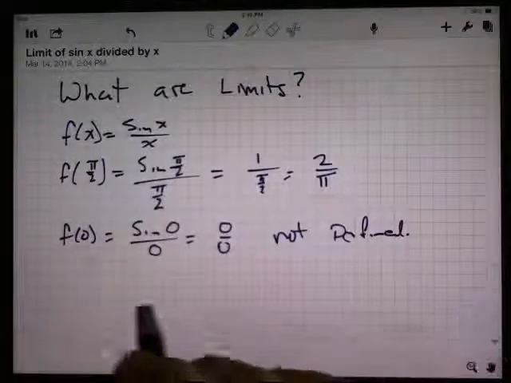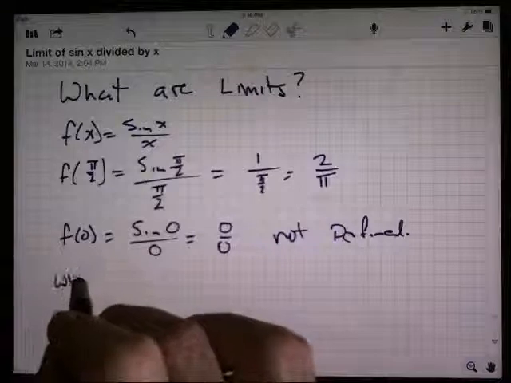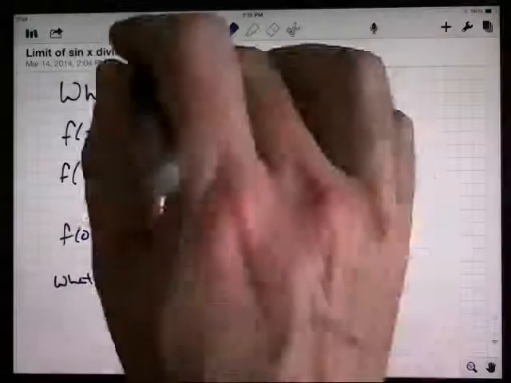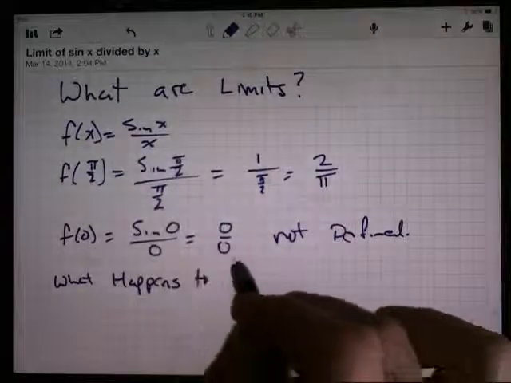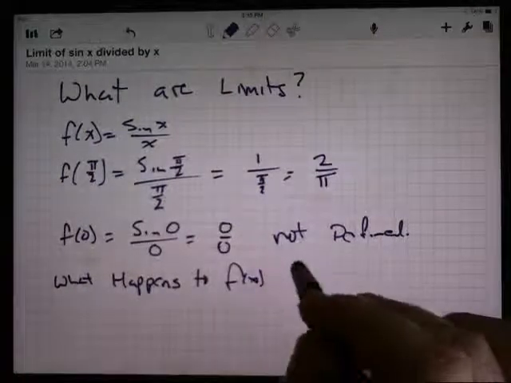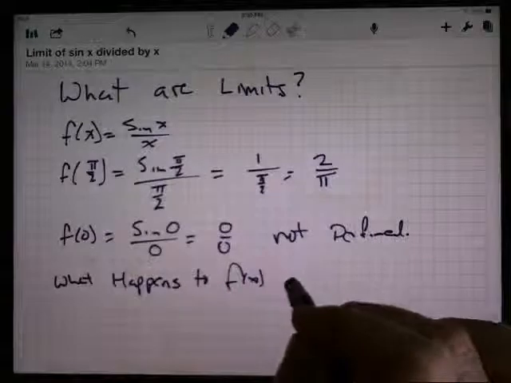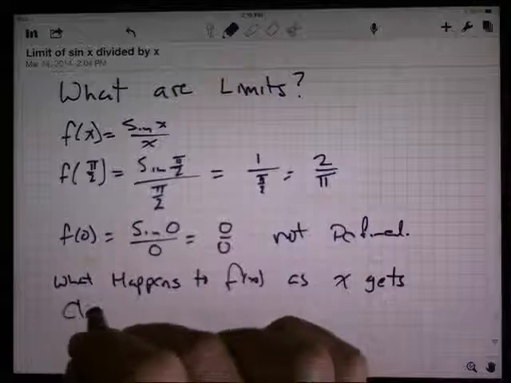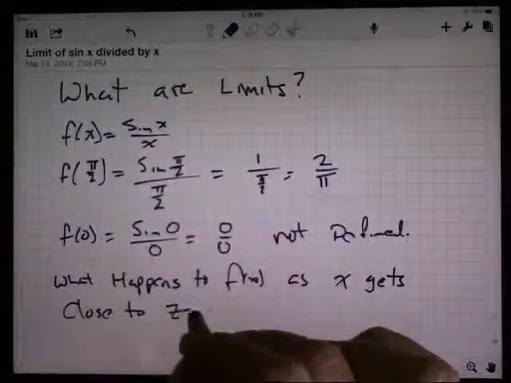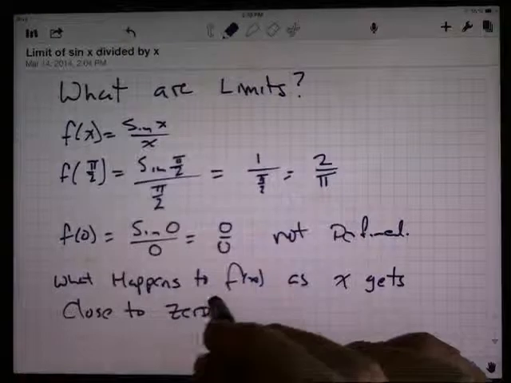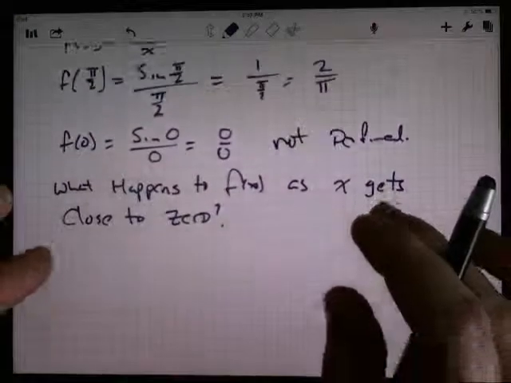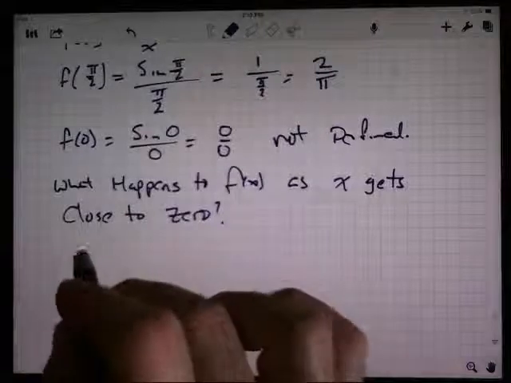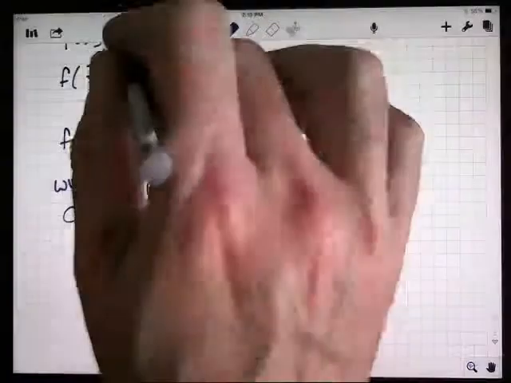So the question is, what happens to the function value as x gets close to 0? And you might say, what do you mean by gets close to? Well, we'll find out what I mean here. So let's pick a value of x that's close to 0. For instance, let's look at f of 1.